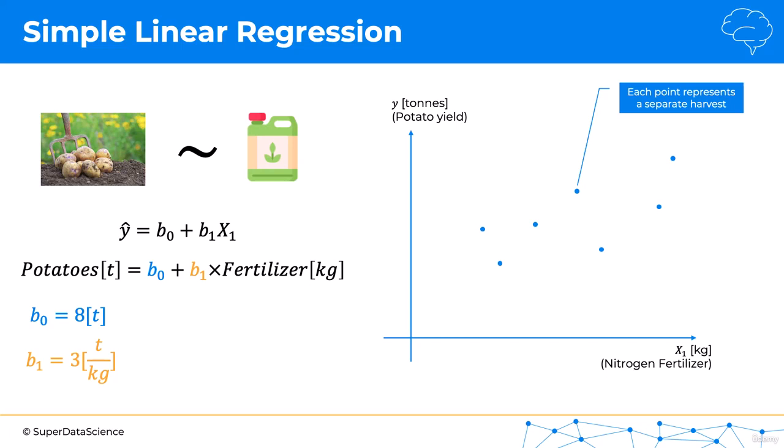So there is our scatter plot, and what this equation on the left represents is a sloped line that goes through our points. The y-intercept is over here. That's our 8 tons. And what the slope coefficient means is that if you increase the amount of nitrogen fertilizer by 1 kilogram, then the amount of potato output will increase by 3 tons. And of course, these numbers are made up for illustrative purposes.